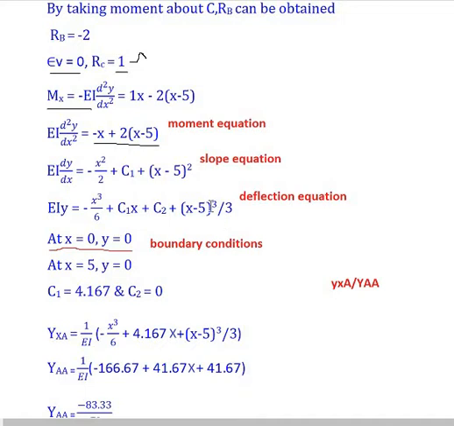This is the deflection equation. In this deflection equation, you have to substitute y as yxa, and then substitute the value of C1. So the value of C1 is 4.167, and the value of C2 is 0. So by substituting the C1 value and C2 value, we will get the equation for yxa. Then we have to derive the equation for this point yaa.